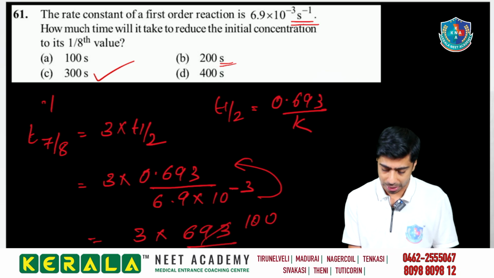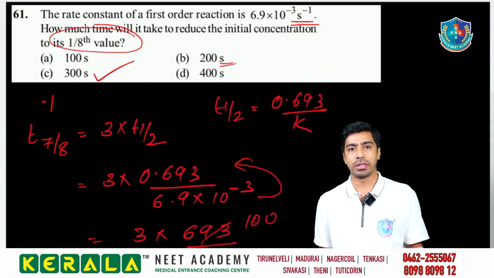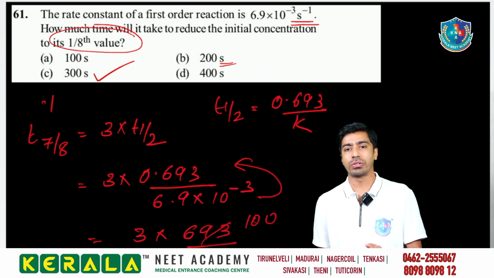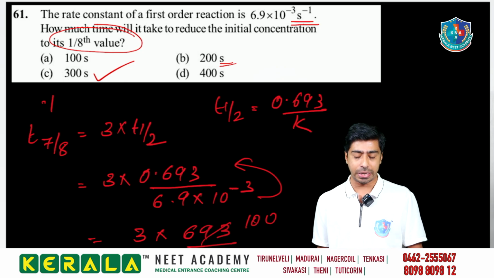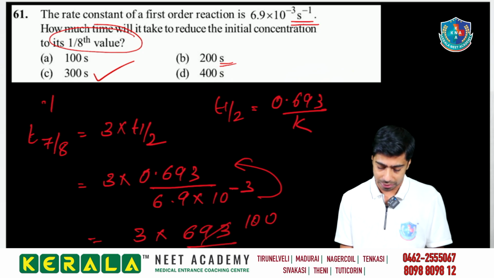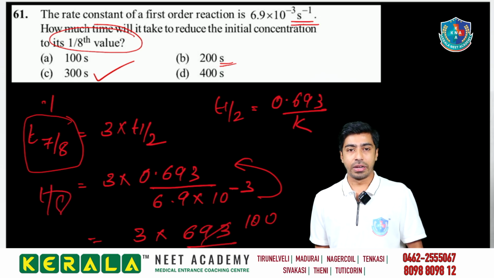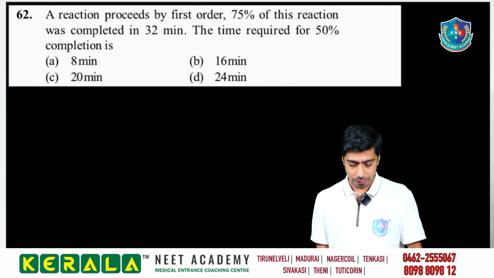The question is asking how much time it will take to reduce the initial concentration to 1/8. That means 7/8 of the reaction is complete. So we are calculating the time required to complete 7/8, so that 1/8 will be remaining. Hope it is clear. Now the next one.